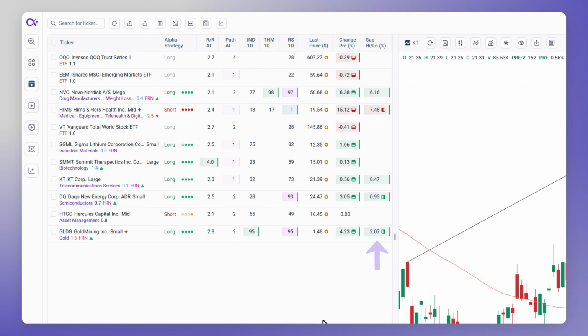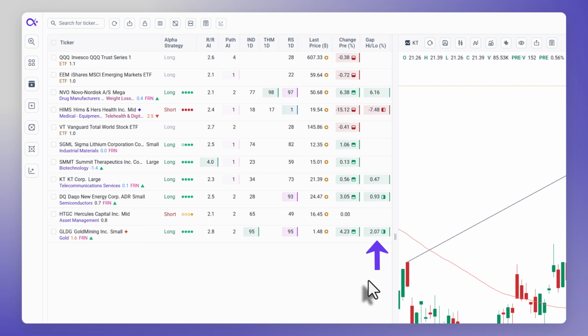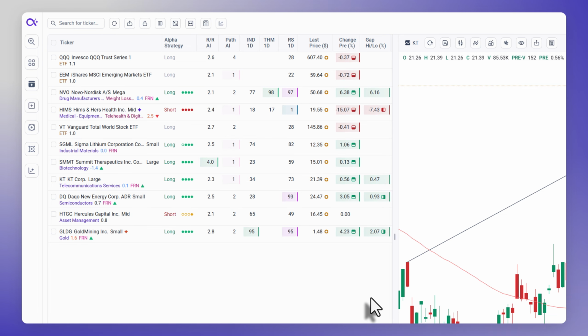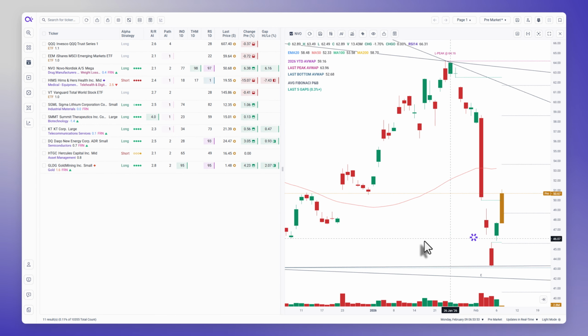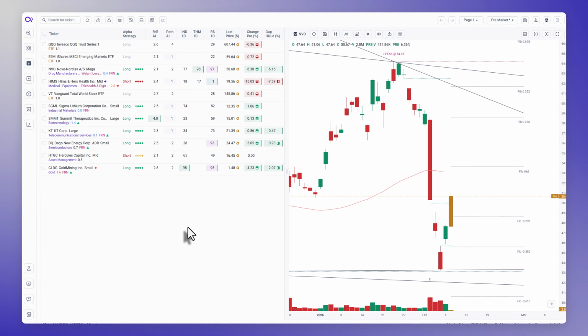Another high signal metric is gap over previous day's high or below previous day's low. This flags the strongest gaps that leave a void in the price action. For these situations, you can see exactly how many percentage points price opened above the prior high or below the prior low. For example, NVO displays 6.16% for this metric, which means it may gap up over the previous high by that value.